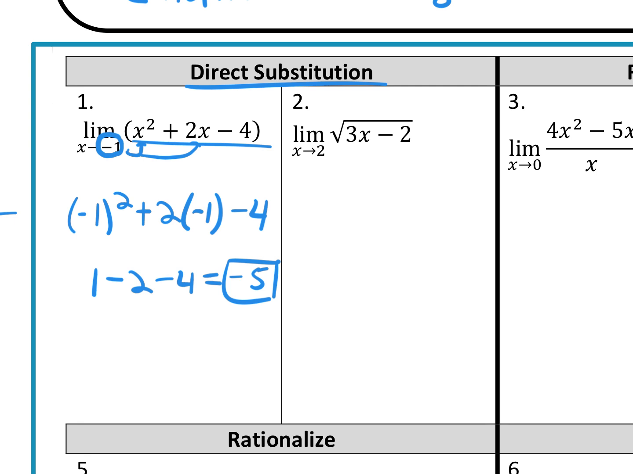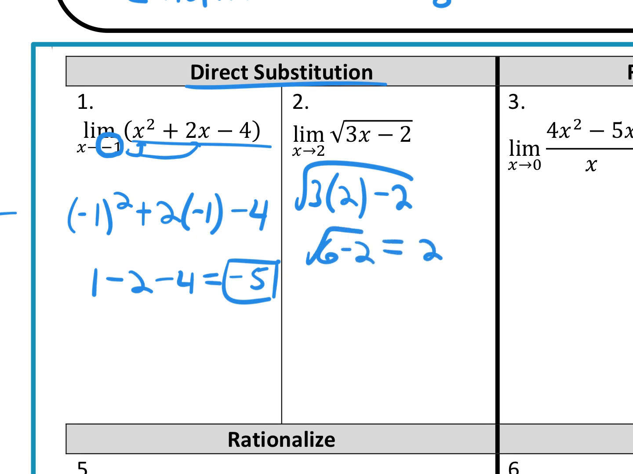So yeah, this one, again, just direct substitution. This is the limit as x approaches 2 of this function, the square root of 3x minus 2. With direct substitution, the next step, all you have to do is just plug it in. 3 times 2 minus 2 under square root, then you get 6 minus 2 under square root, which is square root of 4, which is 2.